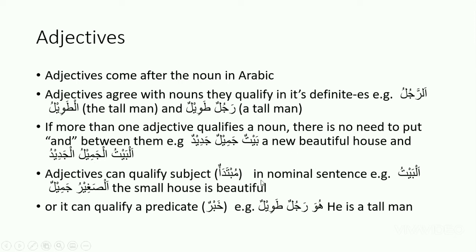Adjectives can qualify the mubtada. For example, al-baytu as-saghiru jamilun. And here we know as-saghiru is the adjective of the mubtada, which is al-baytu, because both agree in terms of being definite. Or we can qualify a khabar. For example, huwa rajulun tawilun. Here, tawilun is the adjective of rajulun because it's indefinite, as is rajulun, and it comes after it. Huwa means he, rajulun means a man, tawilun means tall. He is a tall man.